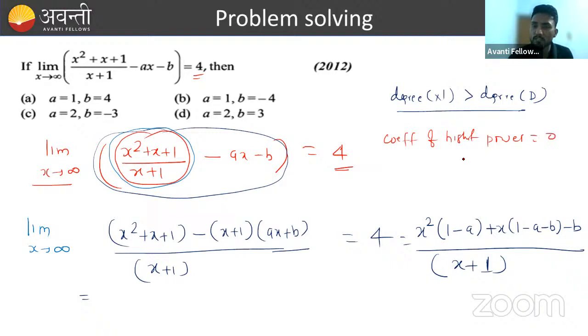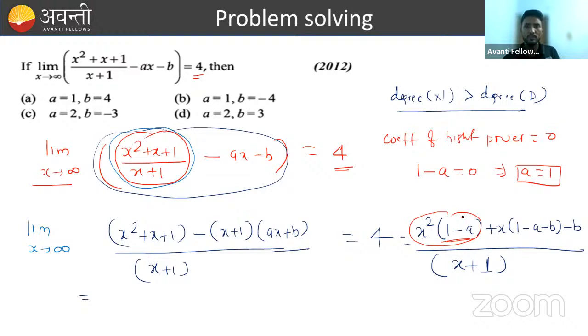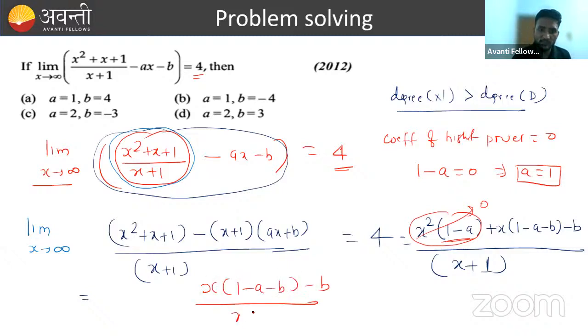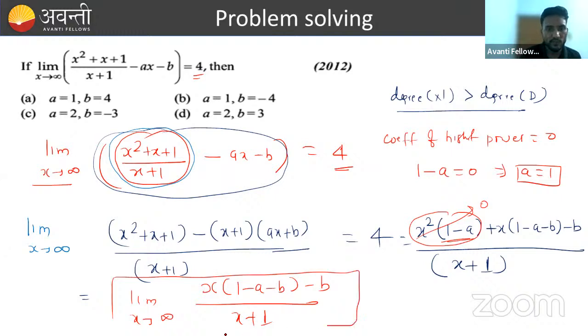So the coefficient of the highest power will become 0. And what is this coefficient of the highest power? It is 1 minus a. So 1 minus a will become 0, because we want a finite value. So from here, a is equal to 1. After a is equal to 1, this term becomes 0. So now the expression will reduce to x into (1 minus a minus b) divided by x plus 1, limit x tending to infinity. Right, this one we have got.